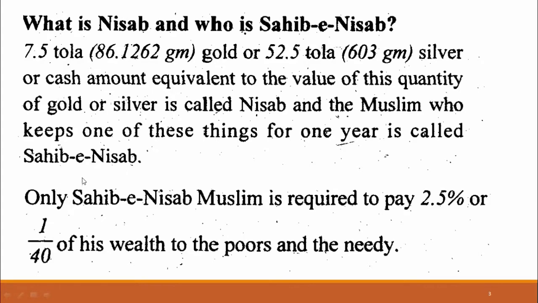So only a sahib nisab Muslim is required to pay 2.5% or 1 over 40 of his wealth to the poor and needy person. In this slide you see the amount of nisab, and a Muslim who has a cash amount or these quantities is sahib nisab, and must pay zakat equal to 2.5% or 1 over 40 after 1 year to the poor and needy person.